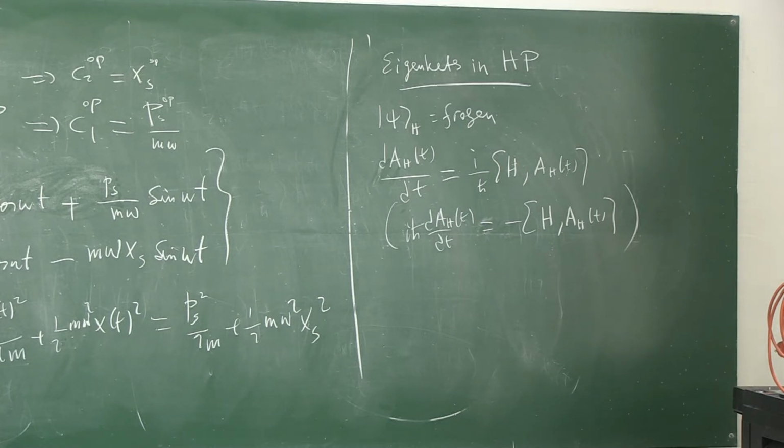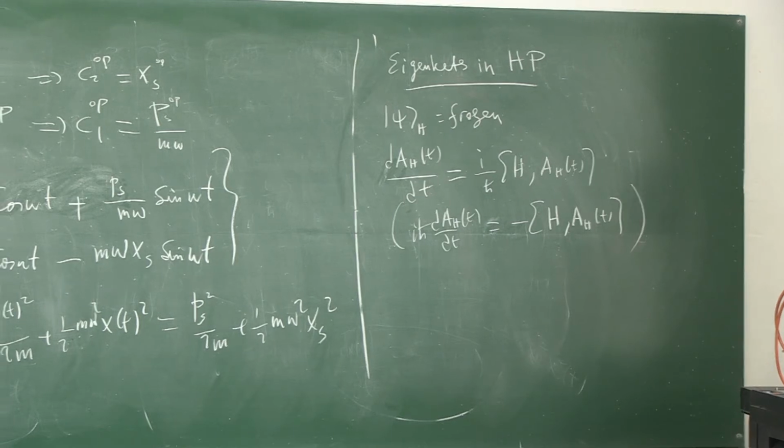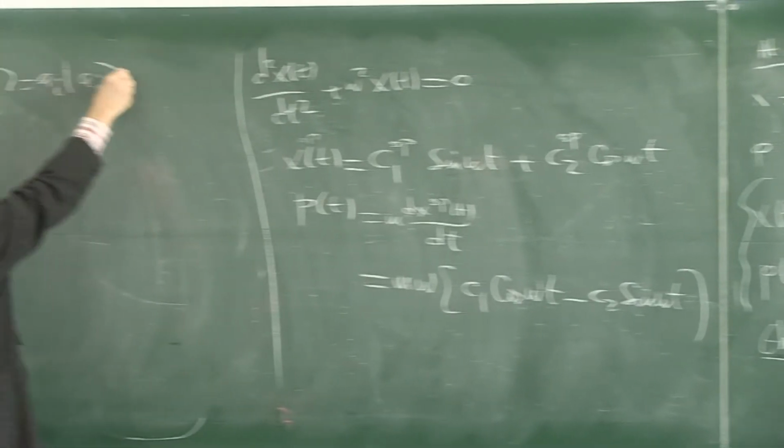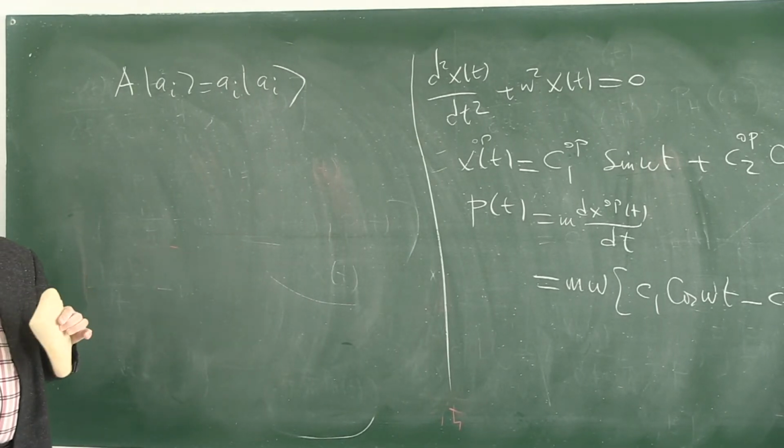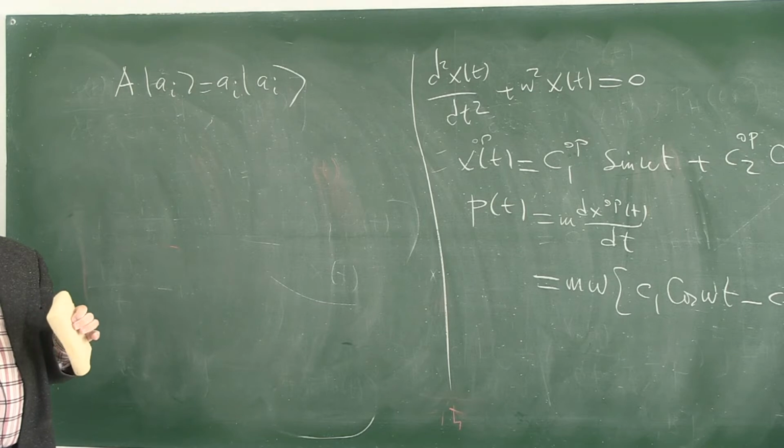Now, let me consider the A observable and write its eigenvalue equation. Then let me act on it by the U dagger.